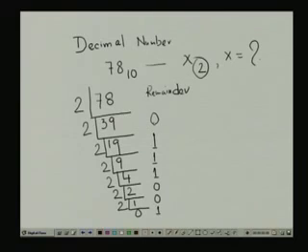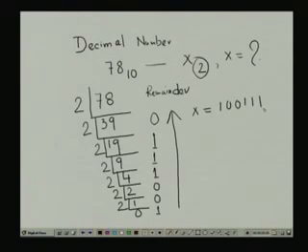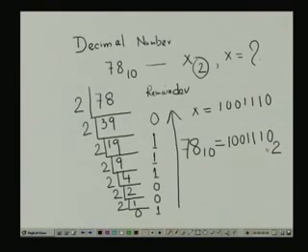Now, as it is an integer, I will take the remainders in reverse. My x is 1 0 0 1 1 1 0. So, it means that 78 in the decimal number system is converted to 1 0 0 1 1 1 0 in the binary number system. So, this is how I do it for a decimal integer.